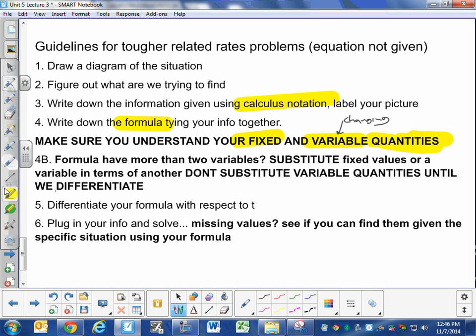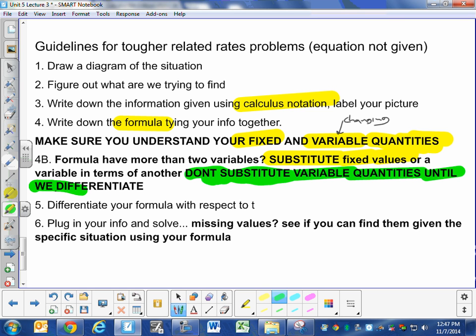If your formula has more than 2 variables, we're going to want to make it an easier formula to take the derivative with respect to t. We're going to do that by substituting our fixed values or our variables in terms of another. But we're not going to substitute variable quantities at the beginning. Okay, you'll then differentiate your formula with respect to t, kind of just like we did the last problem. You'll plug in your info, you'll solve.